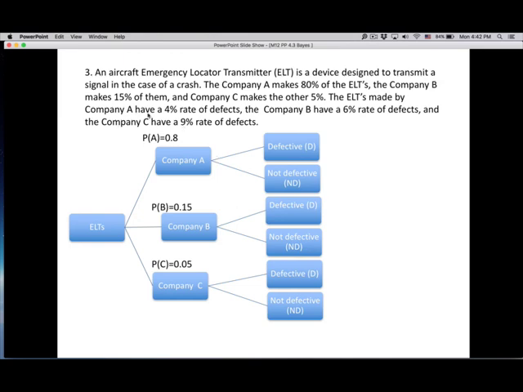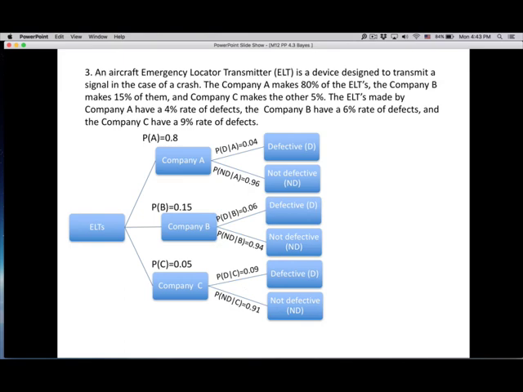And then those made by company A have a 4% rate of defect. This is conditional probability: the probability that the ELT is defective given that it was made by company A. So defective given made by company A equals 0.04. And then this is going to be the complement, either defective or not defective, so subtract from 1 and you get this number. Second one, the probability that the ELT is defective given that it was made by company B. And then complement again, you should get this one. Okay, company C, check your work here.